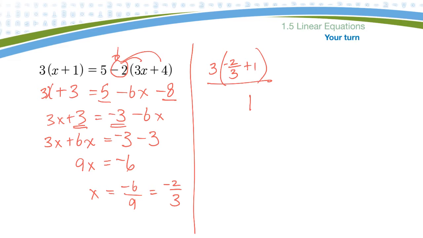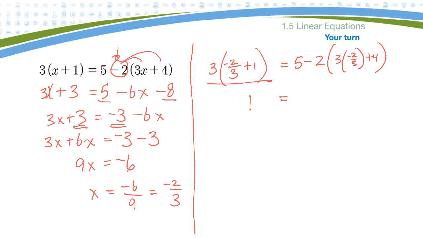Yeah, I think it's 1. Is equal to 5 take away 2 times 3 times negative 2/3 plus 4. Okay, hit that on your calculator.